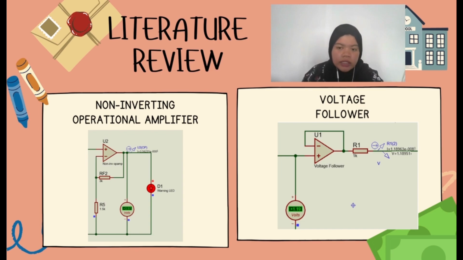A voltage follower is an op-amp circuit which has a voltage gain of 1. The reason it is called a voltage follower is because the output voltage directly follows the input voltage. A voltage follower is a circuit with a very high input impedance. This high input impedance is the reason voltage followers are used.